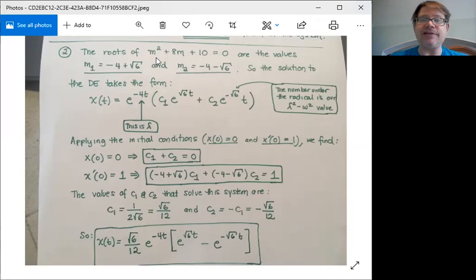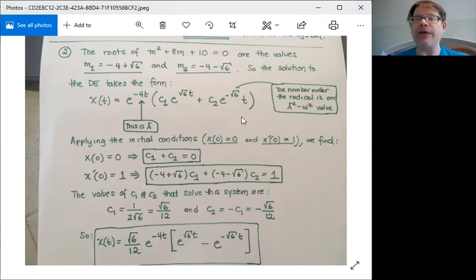That means that the solution to the differential equation is going to take the form e to the negative lambda t, or e to the -4t, right here, times c1 times e to the square root of 6t plus c2 times e to the minus square root of 6t. That t there should be up in the exponent. That's a little error there. Put that t up in the exponent for the second one.